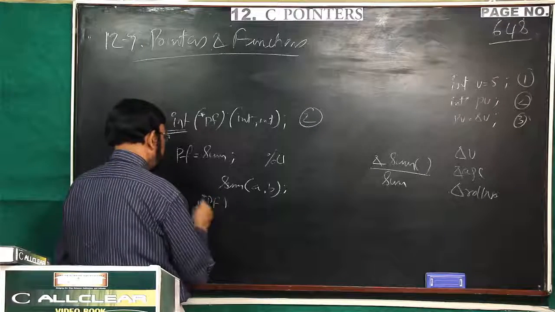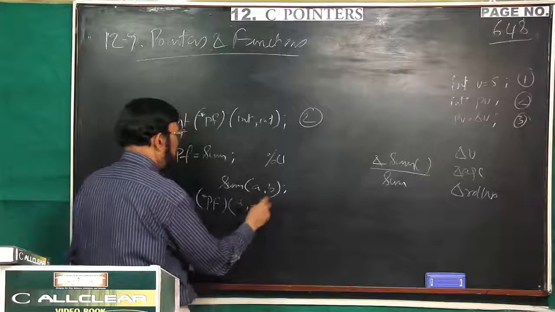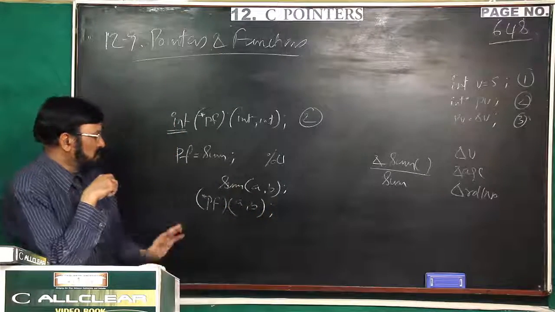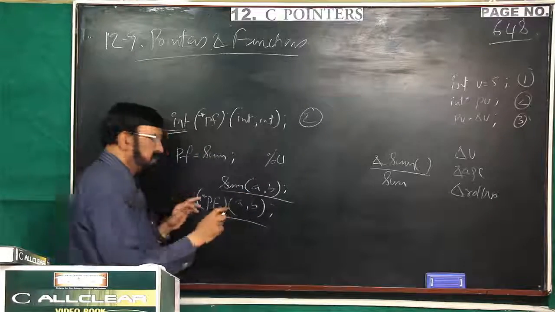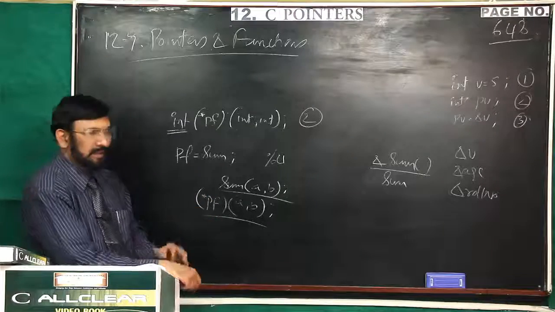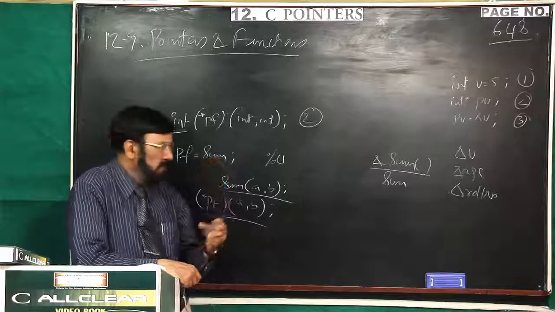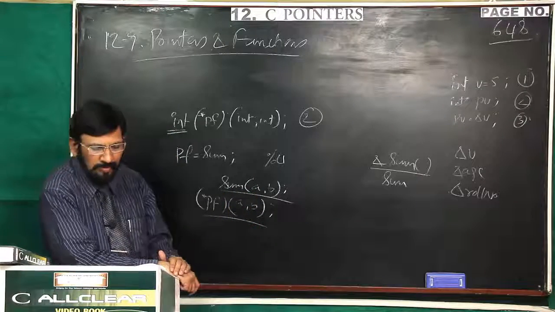Star pf ab. This is the function call using pointers. See, this is an ordinary function call. This is a function call using pointers. By this, the overheads involved in a function call are reduced and the efficiency of the program is increased.